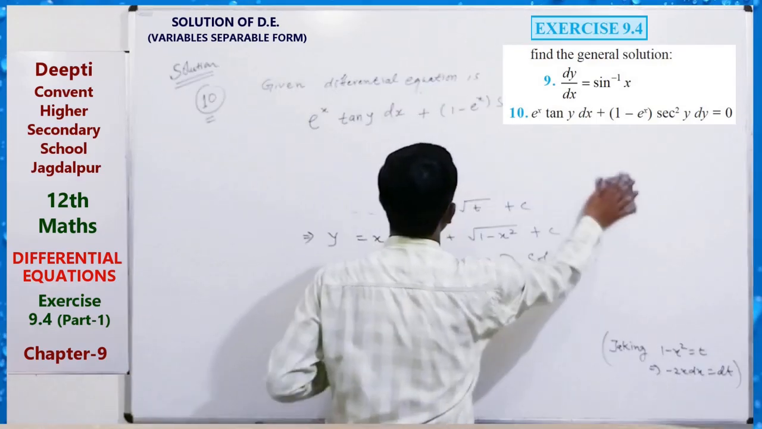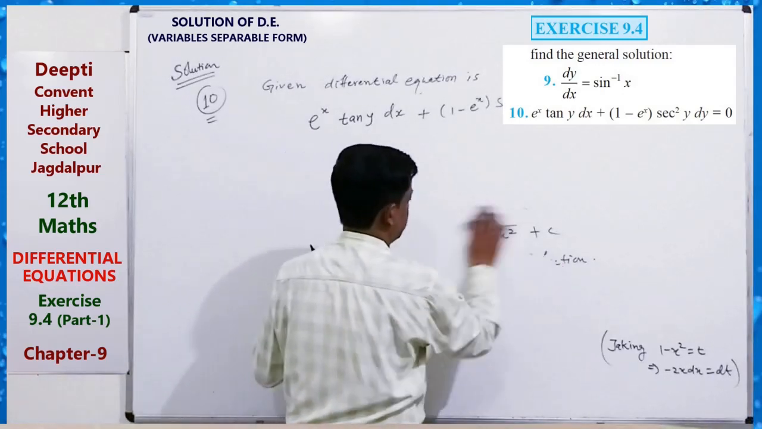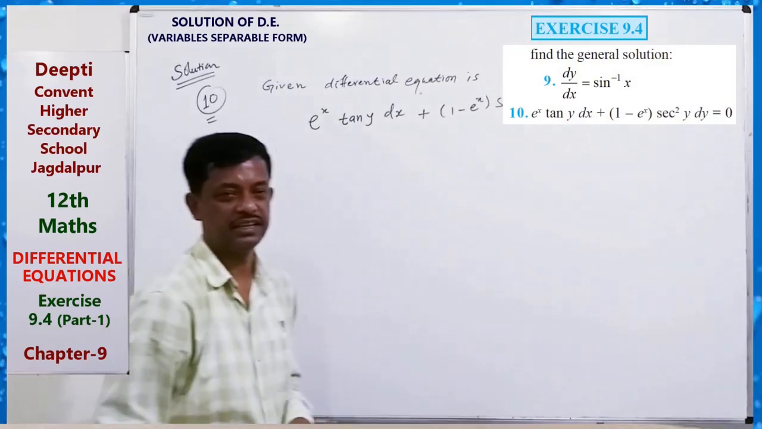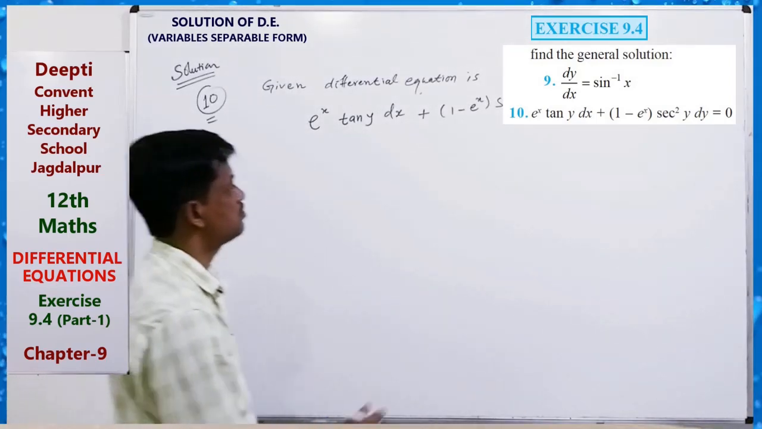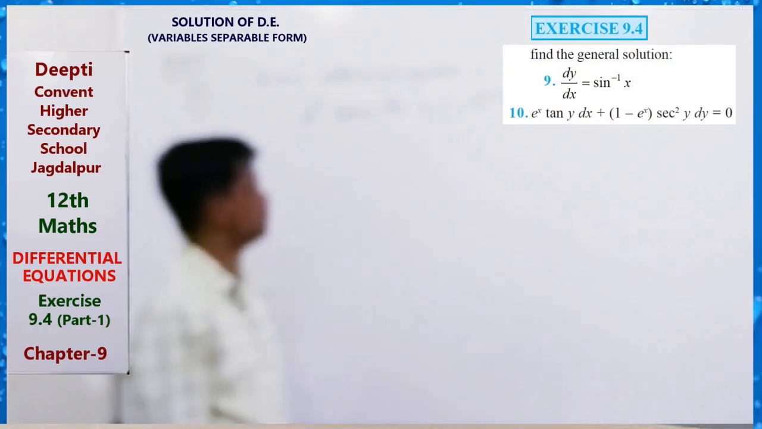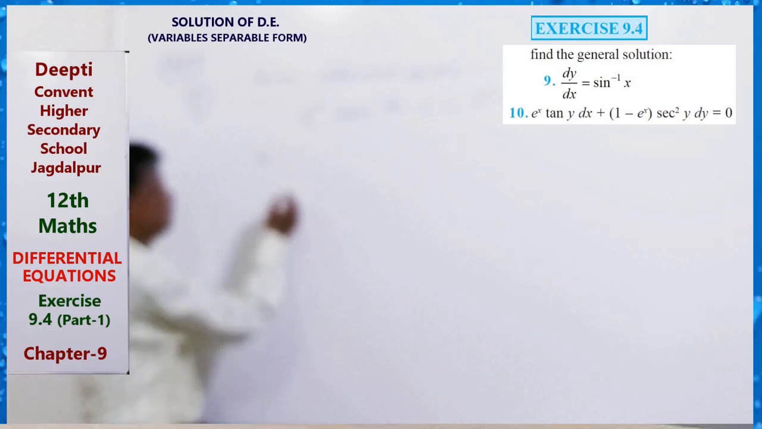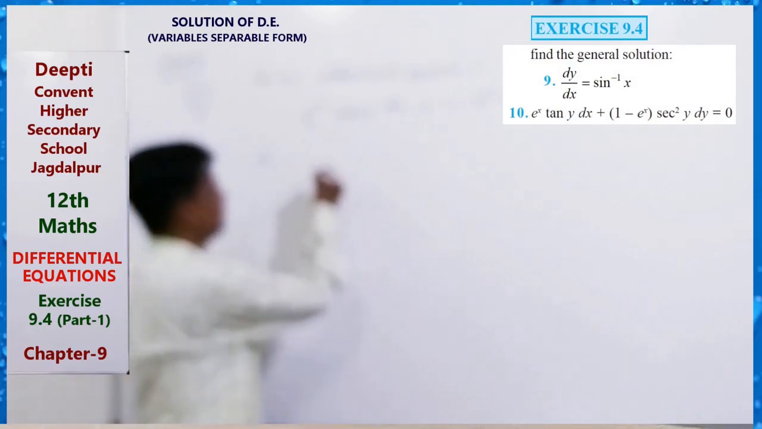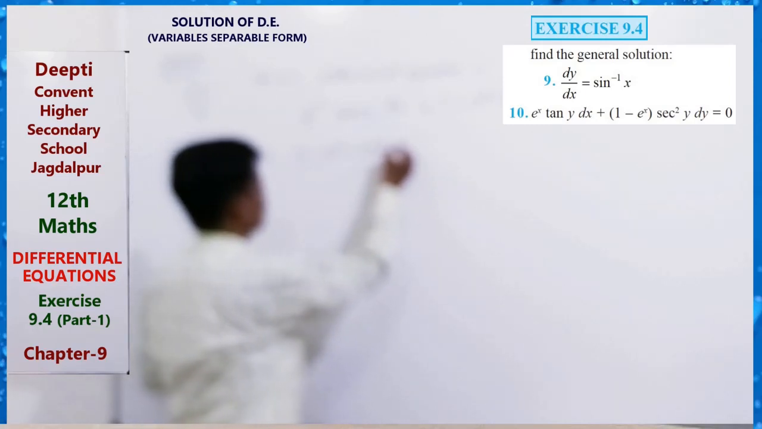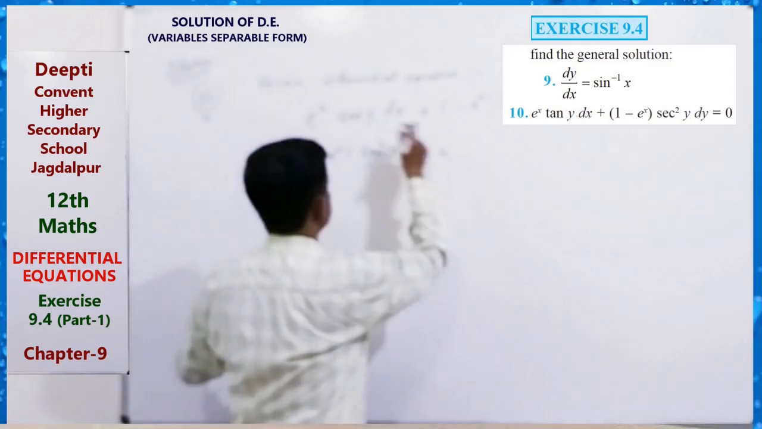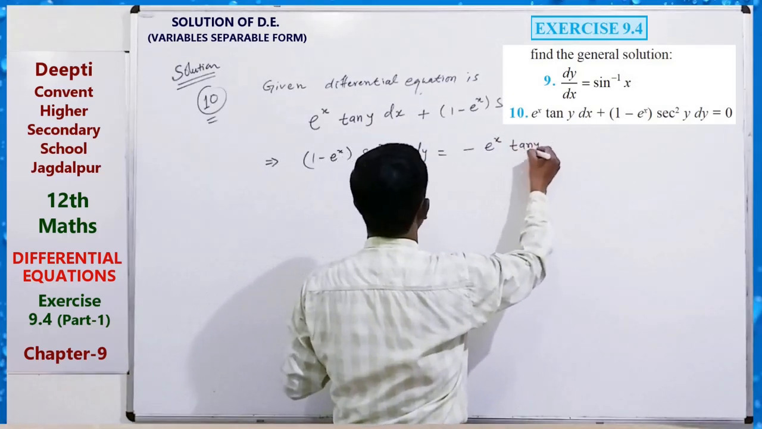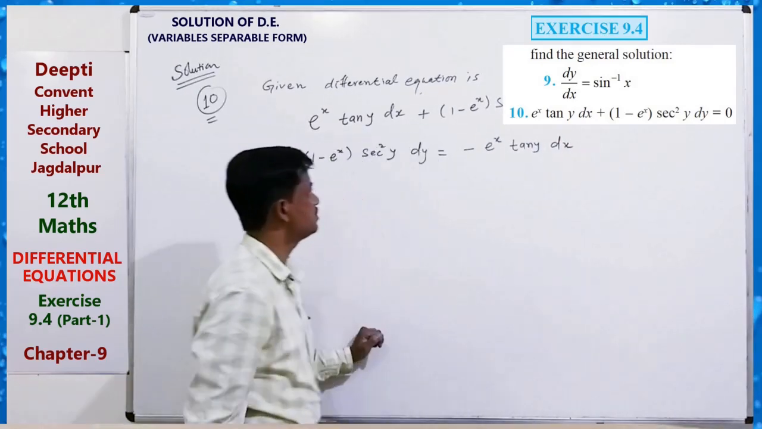From here, it is also clear that the given equation is a separable form equation of first order and first degree, so we can separate it. Just keep dy on the left hand side. 1 minus e to the power x sec square y dy equals to the right hand side, minus e to the power x tan y dx. We can write like this.